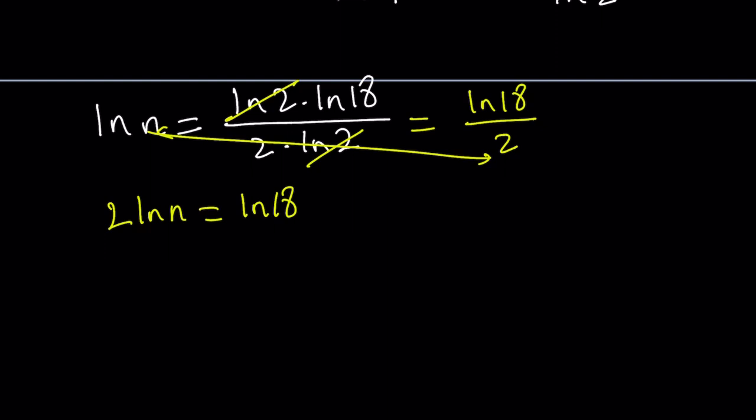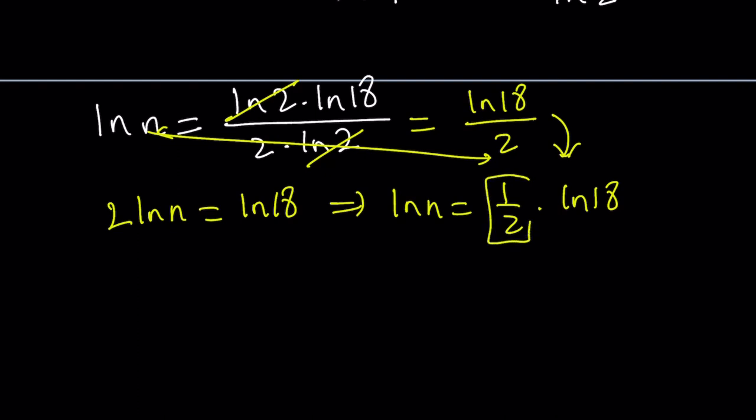Obviously, you could directly do that, just by writing it as 1/2. From here, you can write ln n equals 1/2 times ln 18. So either way, you're going to get the same answer. Our goal is to get an ln on both sides, but we don't want any coefficients. So 1/2 needs to go. Let's go ahead and put it up here. So that becomes ln n equals ln 18 to the power 1/2.